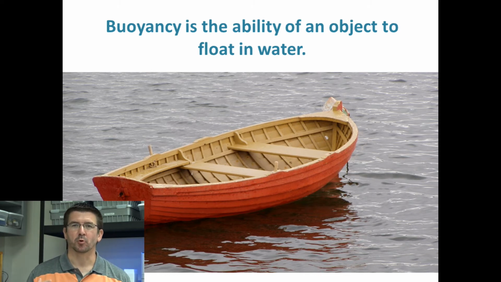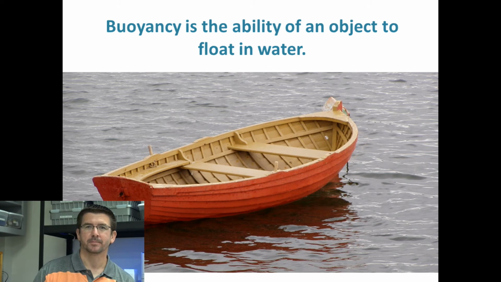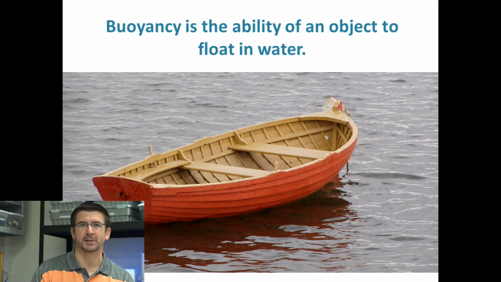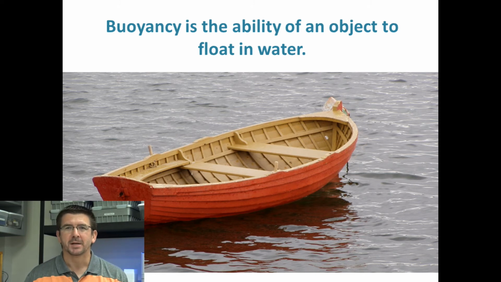The water is more dense than the boat, so the boat floats on the water. If for any reason the boat became more dense than the water, the boat would sink. Maybe we fill the boat up with water, the boat's going to sink because now it's more dense. So buoyancy describes an object's ability to float on another substance.